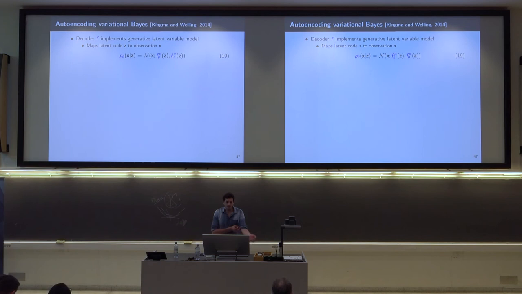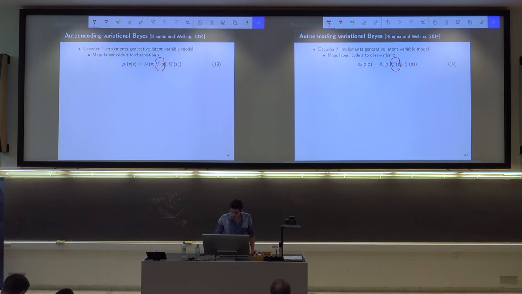So the first thing is, instead of a deterministic mapping from Z to X, we will build a density. So we will take Z, map it through a nonlinear function, to obtain a mean and a variance term, and that will be the parameters of the Gaussian. So now we went from a Z to a distribution, to a density on X.